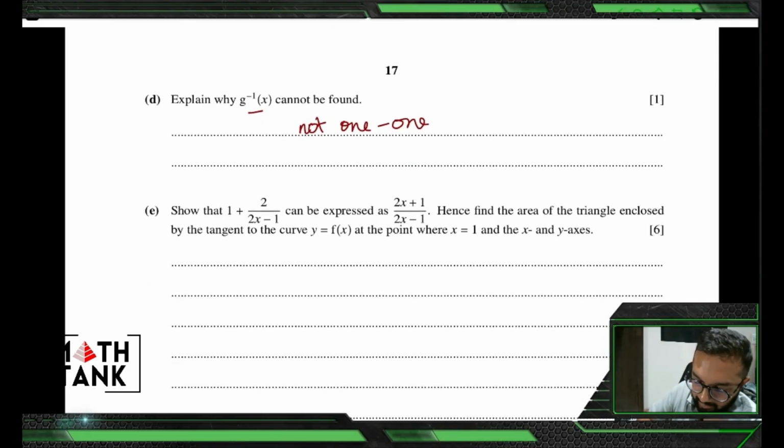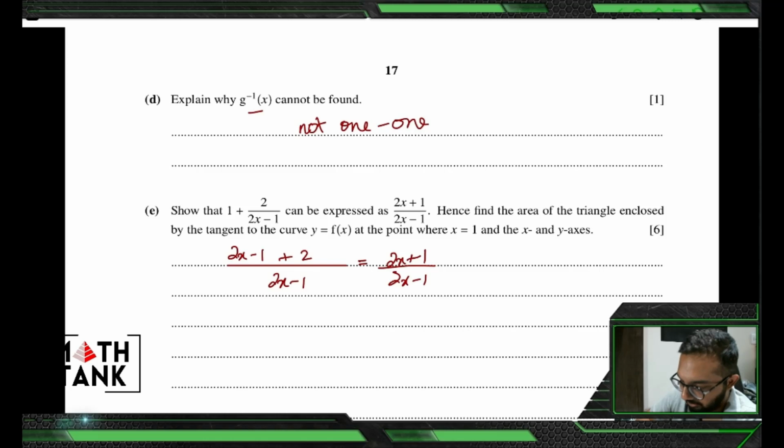Show that this can be written as this. So I just take this 2x minus 1 and I write 2x minus 1 plus 2. So that gives me 2x plus 1 over 2x minus 1. I've taken a common denominator basically. Hence find the area of the triangle enclosed by the tangent to the curve y equals f of x at the point where x equals 1.